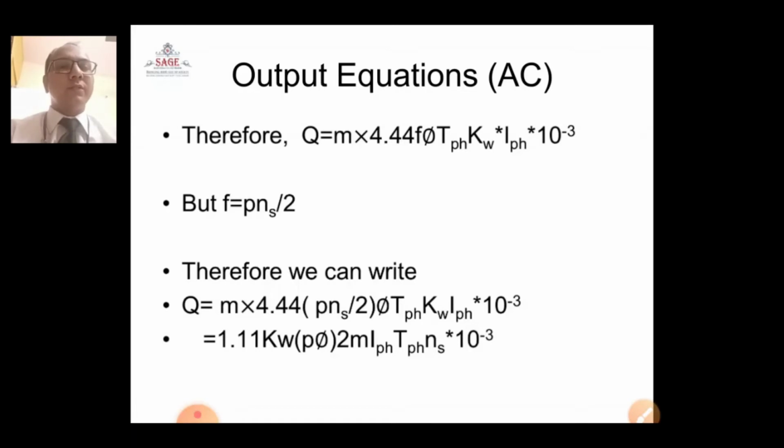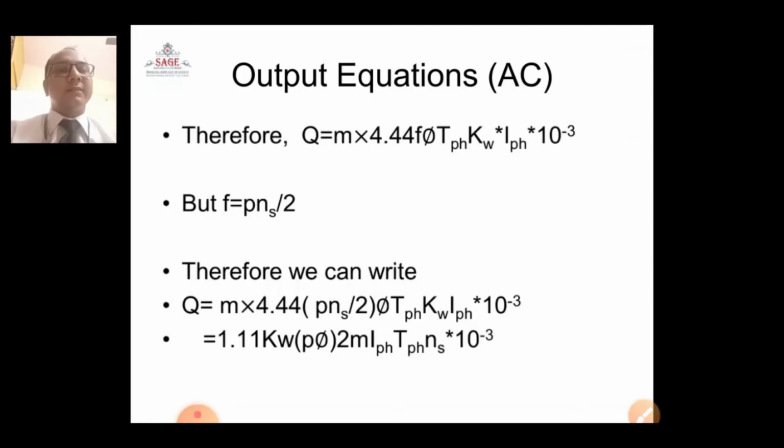we can get this equation 1.11. Instead of 4.44, simply by dividing this denominator 2 we will get 2.22, but we want another 2 to be multiplied with m Iph. So in this way we would need another 2 in the denominator, that will cancel out. So we will have twice times 2 in the denominator, it will make 4, and 4 in denominator and 4.44 in numerator. So we will have 1.11, this quantity multiplied by Kw, P phi into 2 m Iph Tph into ns into 10 raised to minus 3.